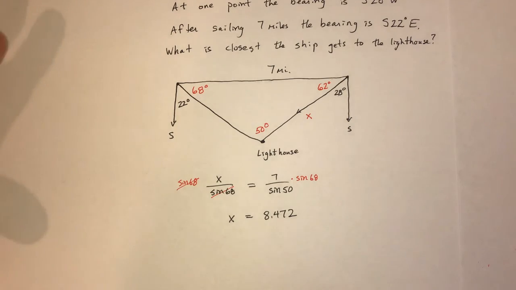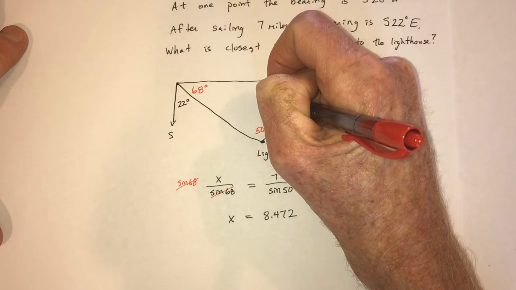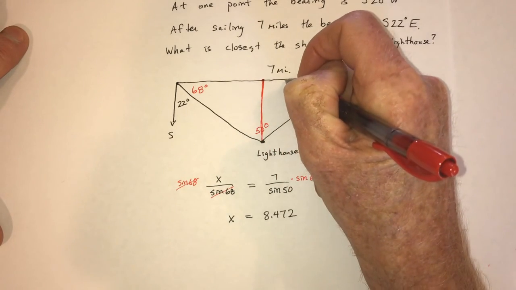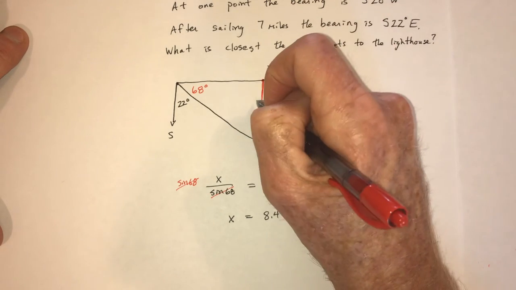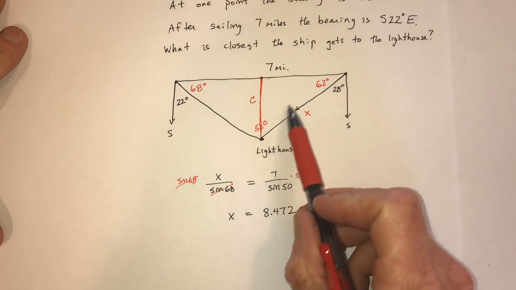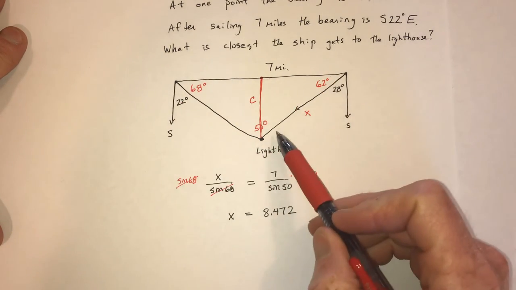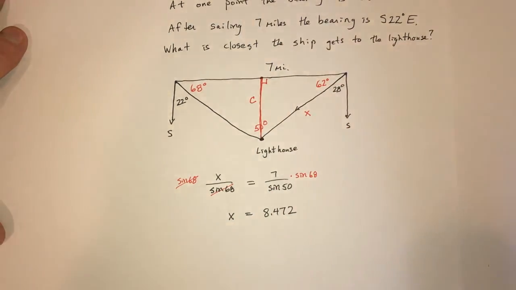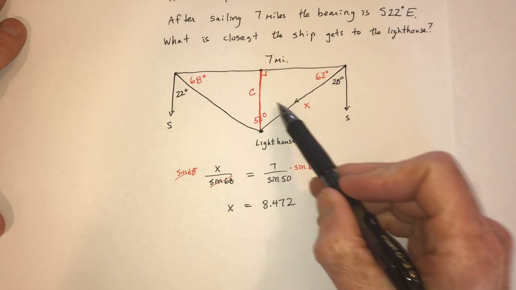Okay, now I'm ready to make this a right triangle. If you make a perpendicular right here, that's the closest that it's ever going to get to the lighthouse. So this length would be farther from the lighthouse. This is farther. This is actually the closest. So now we need to find this, and I'll use C for closest. Well, this is now a right triangle. I can't use this 7 because the 7 means the whole side, but I can use this x and this 62. If you're using 62, this would be opposite and hypotenuse.